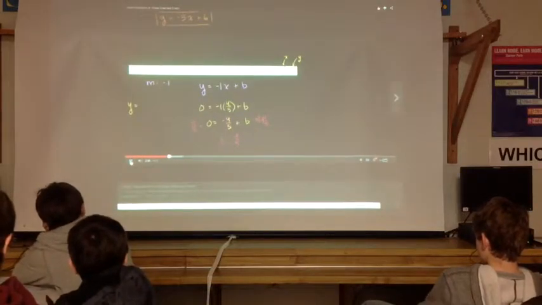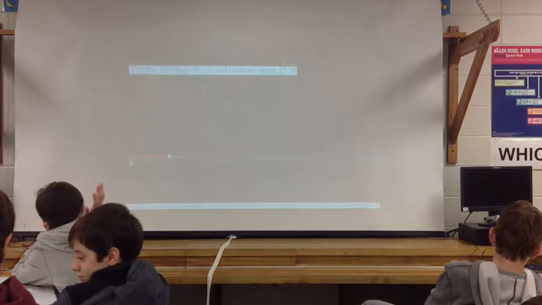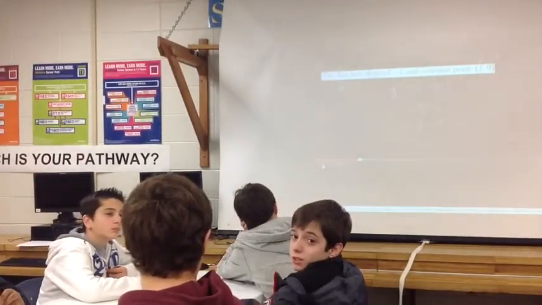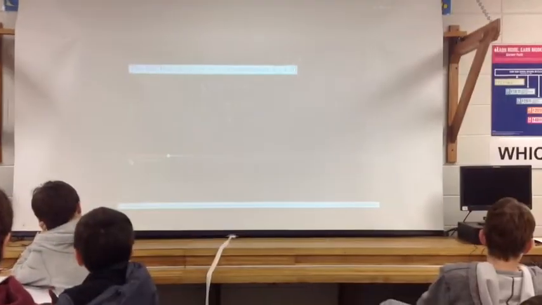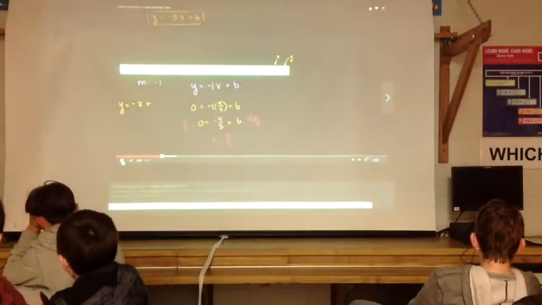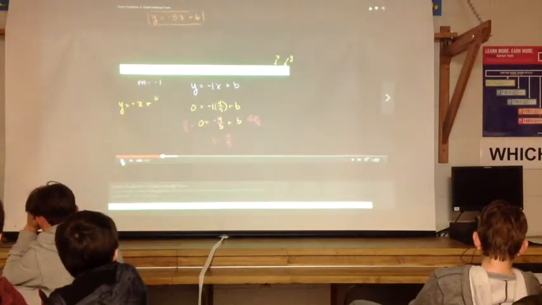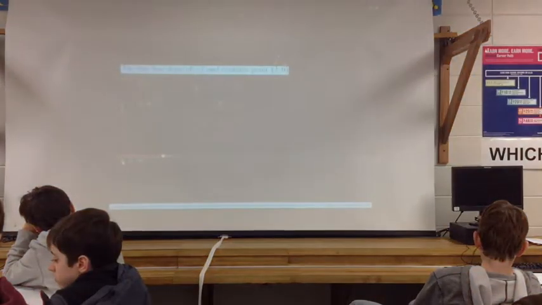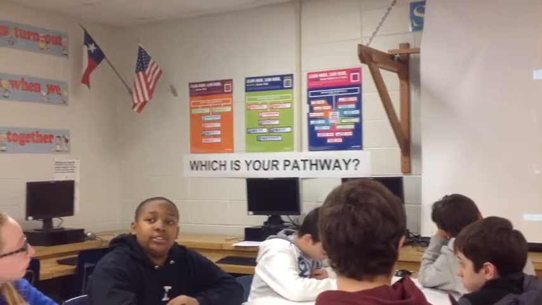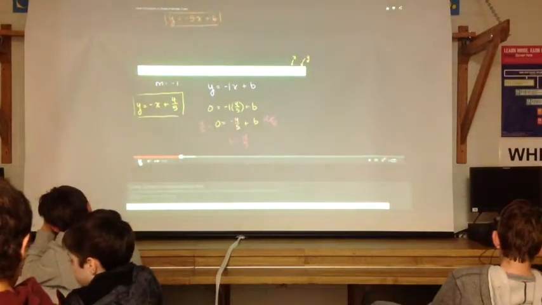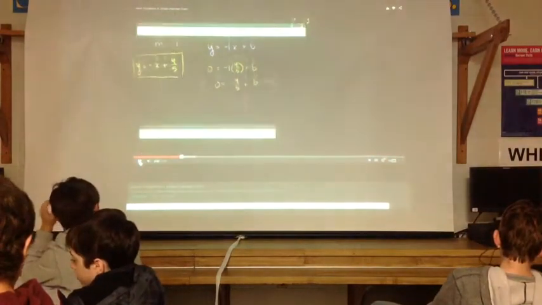Y is equal to... Why did he put 4/5 on both sides? Tommy? To solve for b. Good job. Negative 1 times x, which you write as negative x, plus b, which is... What are the x, y points in this problem? Chancellor? 4/5 and 0. Good job. 4/5. Just like that.